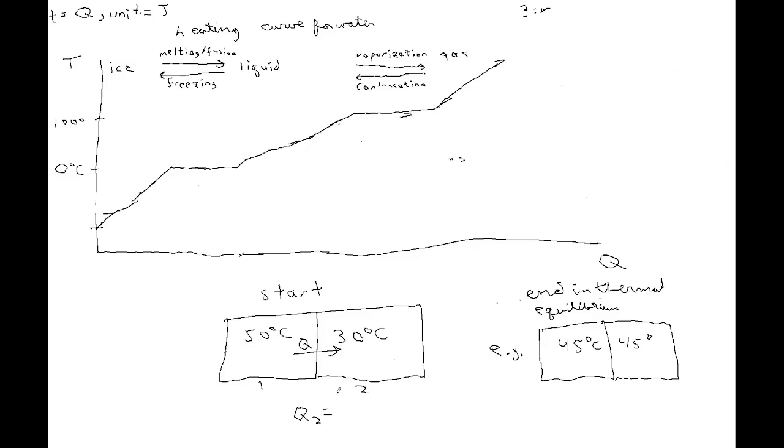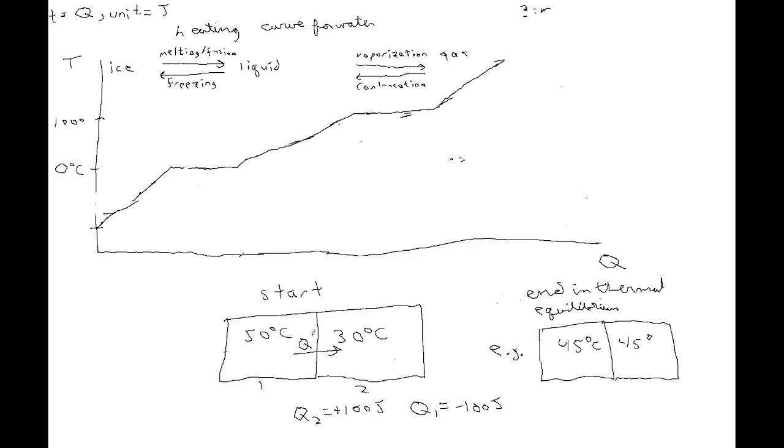Q2 will be positive. So I'll just make up a number. Suppose that Q2 is 100 joules, positive 100 joules. If Q2 is positive 100 joules, what would Q1 be? Negative 100 joules. That's right. How do you know that? Because if this substance is absorbing 100 joules of heat, it must have gotten it from the left-hand side. So the other side must be releasing 100 joules of heat.